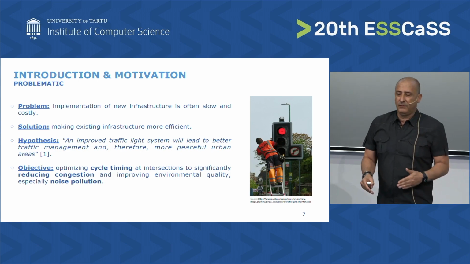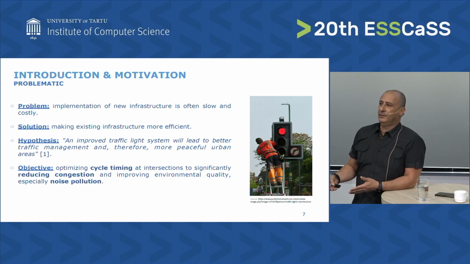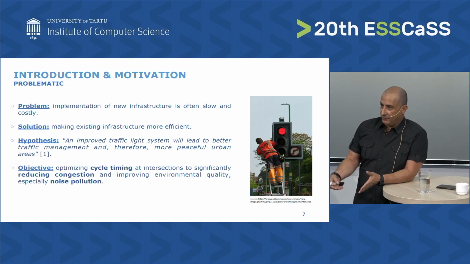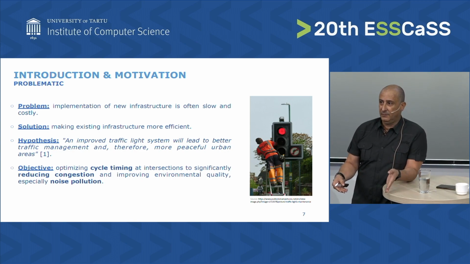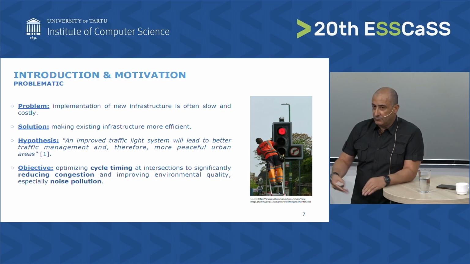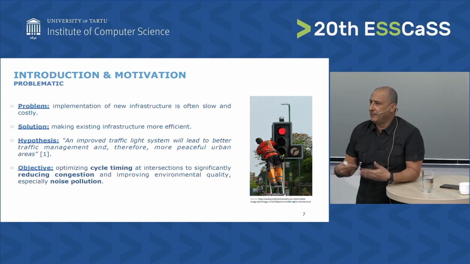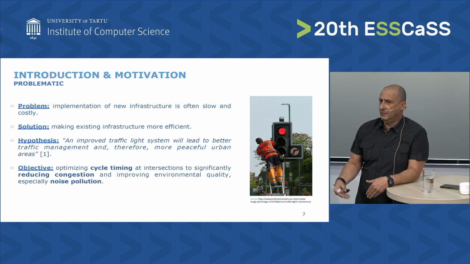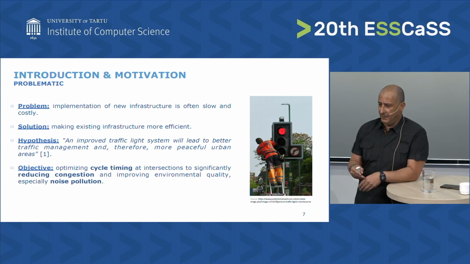The second pathway is to ask: would it be possible to leverage the existing infrastructure? The existing infrastructure includes traffic lights, for example. Would it be possible to optimize these traffic lights? And then we would see what the impact would be.